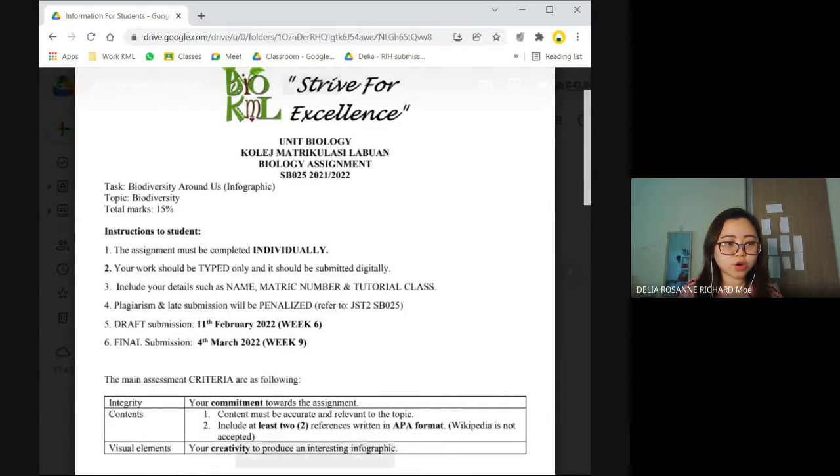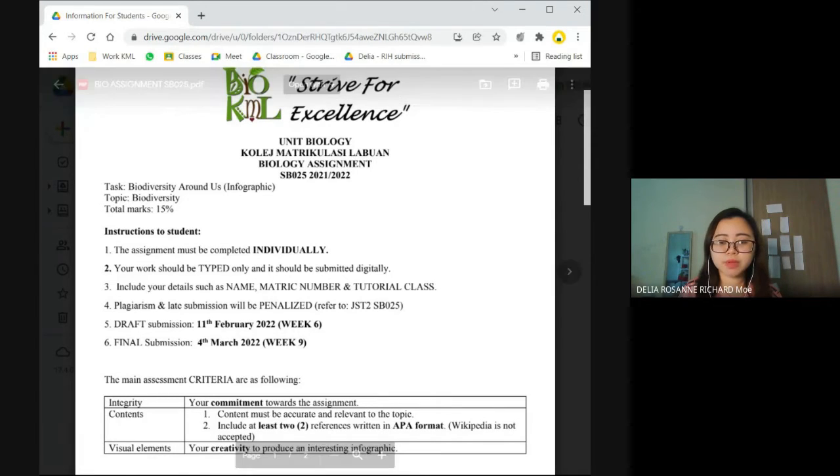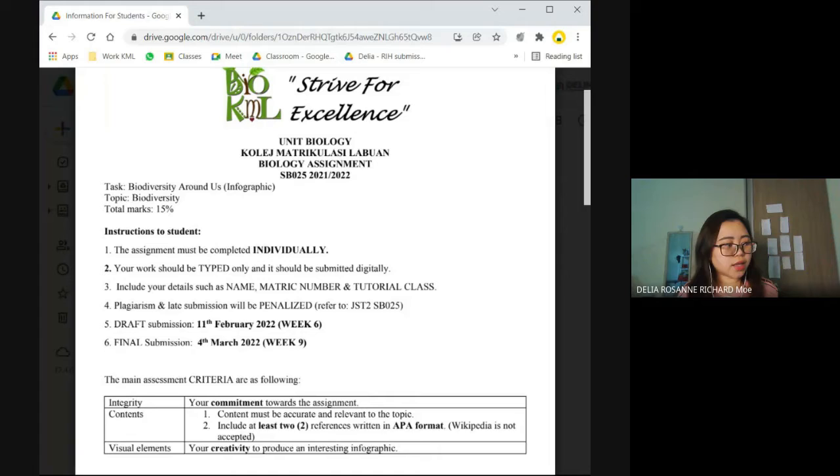I would want to comment on number 2 lah. Your work should be typed only and it should be submitted digitally. Last sem, ada juga yang hantar kerja yang kamu tulis secara digital. You know, if you have iPad or if you have tablet or any touchscreen device yang kamu boleh tulis terus di PDF tu, that one you cannot do for this assignment, okay? Assignment ini saya mau bertype. So you have to learn to use that keyboard whether you like it or not.